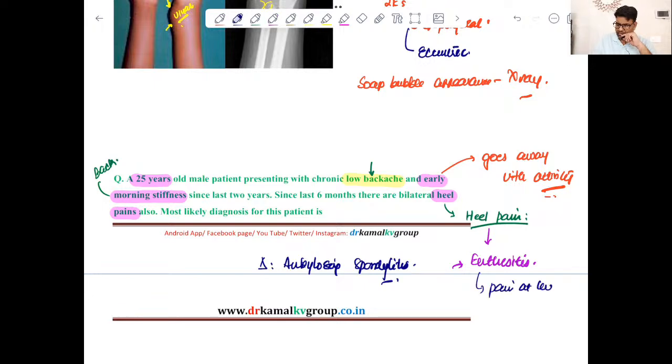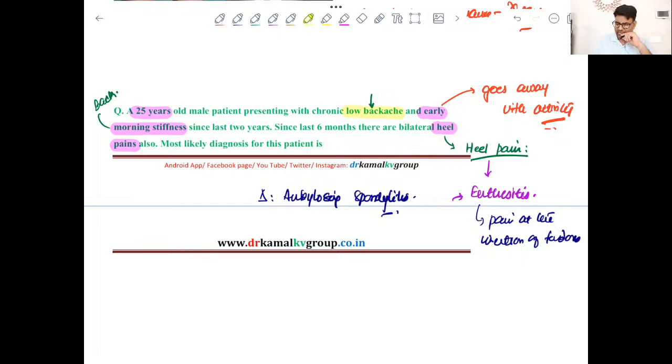Pain at the insertion of tendons or attachment of soft tissue. So one classical point is attachment of tendo Achilles over calcaneum. So that point is also, yes, KK, absolutely right, that is enthesitis, right?